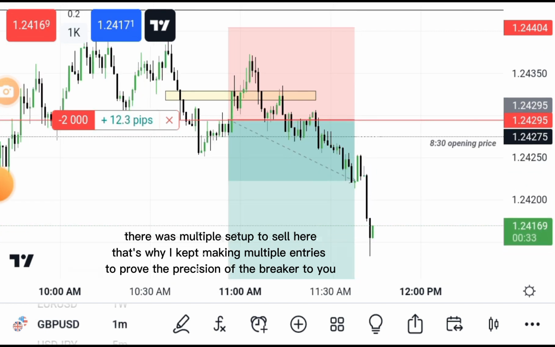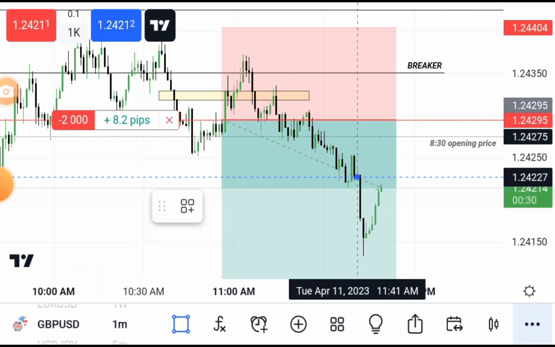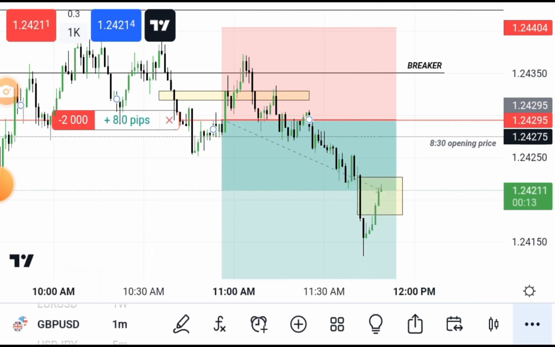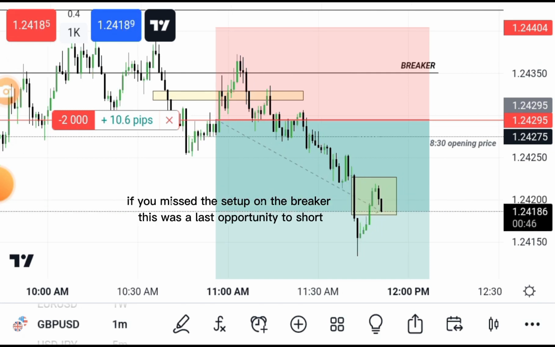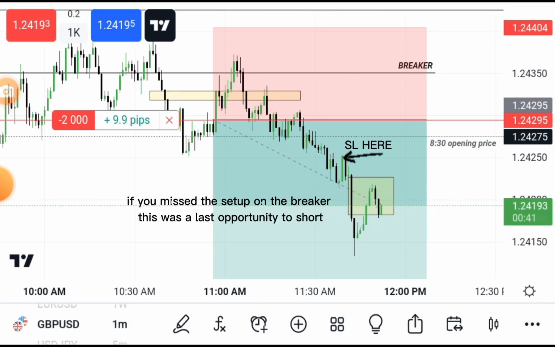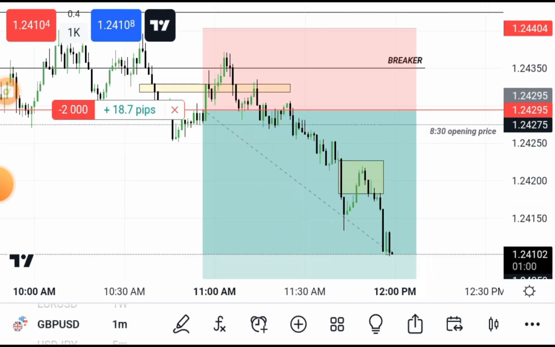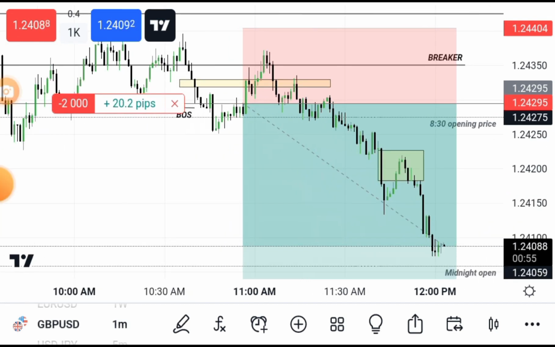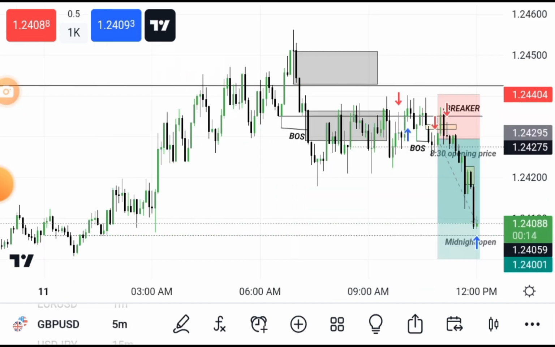But that was during the 11 o'clock, 12 o'clock hours. And then after that, I marked out this fair value gap again. In case you missed a setup, you can take the short entry and place your stop loss on that other high. But that was close to the end of the PM session. So yeah, it was still eligible to make the entry. And yeah, you can see the executions too.